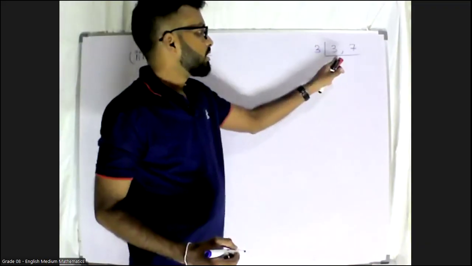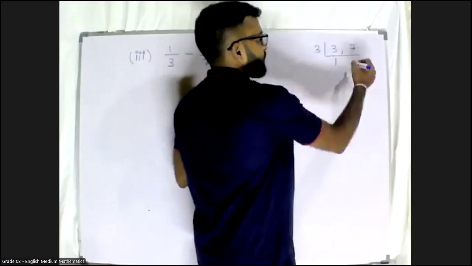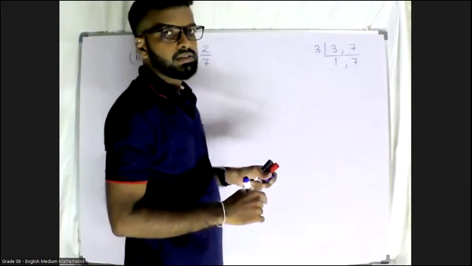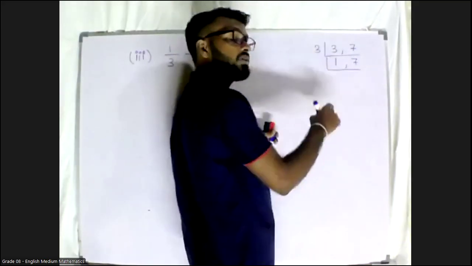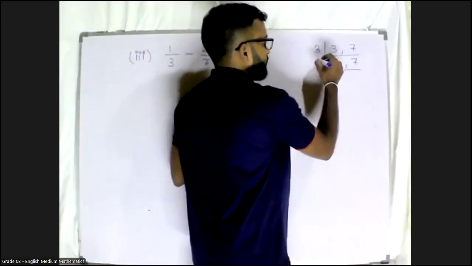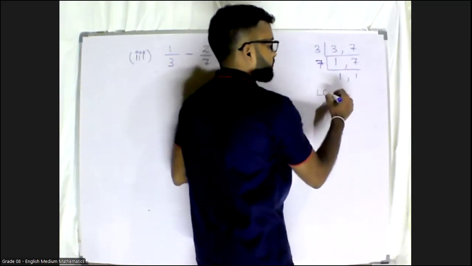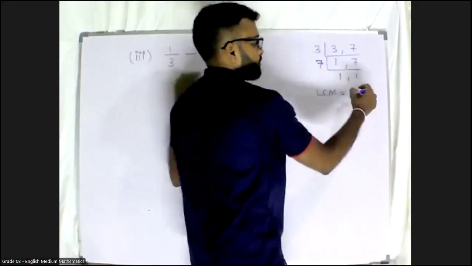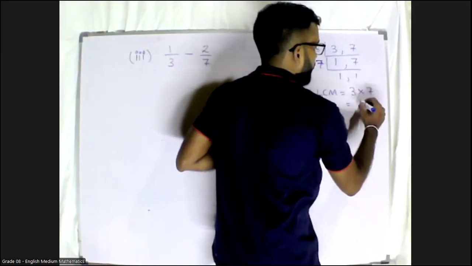I am going to use 3. 3 can be divided by 3. And here you have 7, and I will put the same as it. Then 1 and 7. So definitely you have to use 7. 7, 1, 1. So the LCM is the multiplication of these two numbers, 3 into 7, 21.